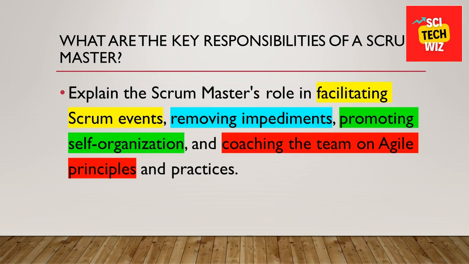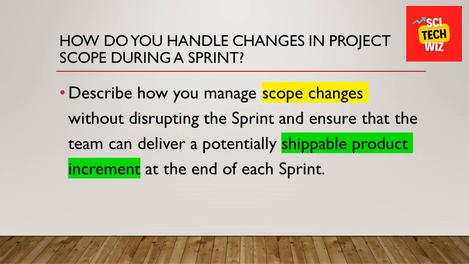Next. How do you handle changes in project scope during a sprint? This is a key question. Just catch the word scope. Scope always changes, because a project has so many stakeholders and everybody will try to change the scope of the project. So how do you handle the changes? Describe how you manage scope changes without disrupting the sprint and ensure that the team can deliver a potentially shippable product increment at the end of each sprint.